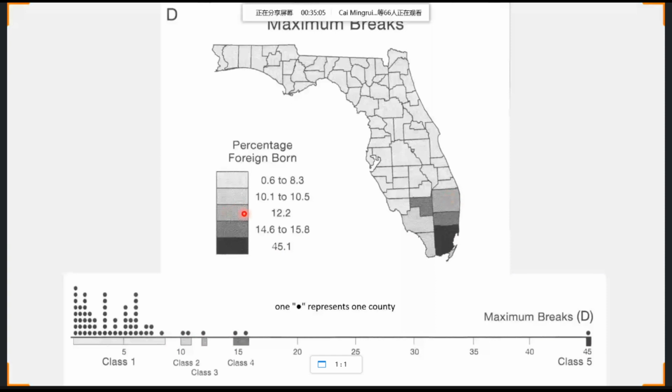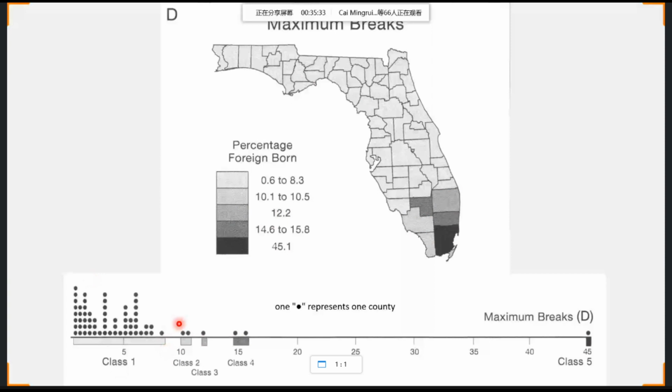This is 12.2. And we have then just two counties in class 2 and 4. So in class 4, these two, and in class 2, these two. And from here, all the counties have the same gray value. They all are in class 1. You see that here. So this is class 1.